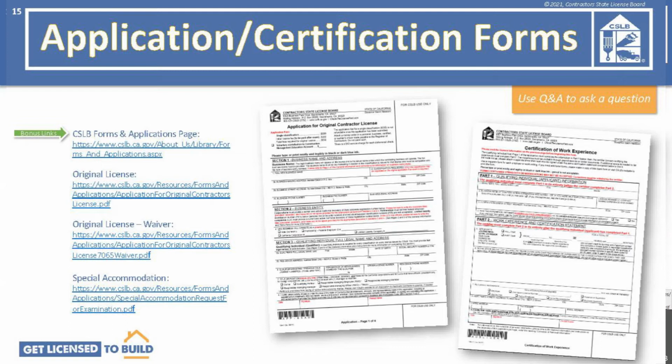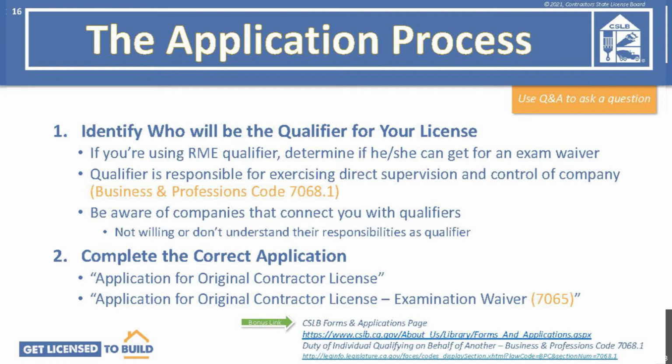Now, let's break down the steps of the application process. First, identify who will be the qualifier for your license. That person will be responsible for exercising direct supervision and control of the company. If you are using an RME, or responsible managing employee, as your qualifier, determine if he or she can qualify for an exam waiver.